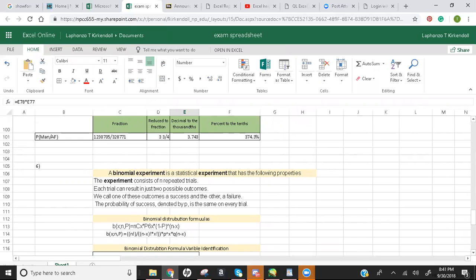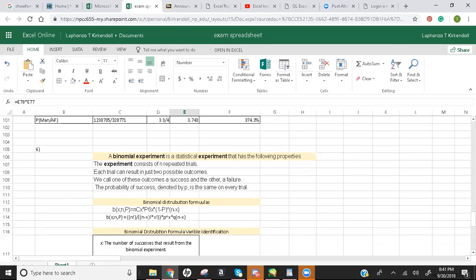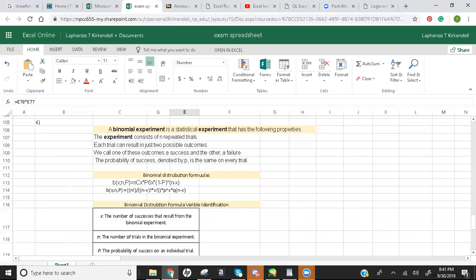So number 6, which was where we had to explain a binomial experiment. It's an experiment that consists of n repeated trials. Each trial can result in 2 possible outcomes. We call one of these outcomes a success, the other a failure. The probability of success, denoted by P, is the same for every trial.